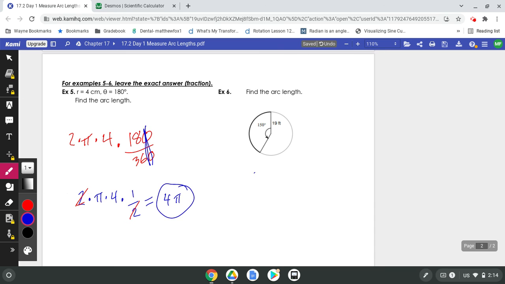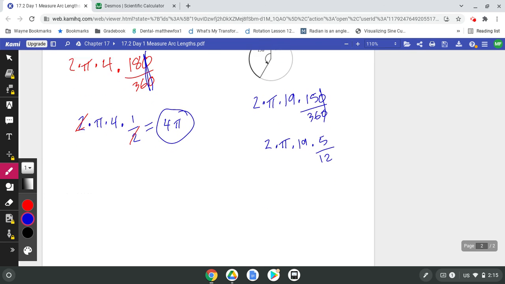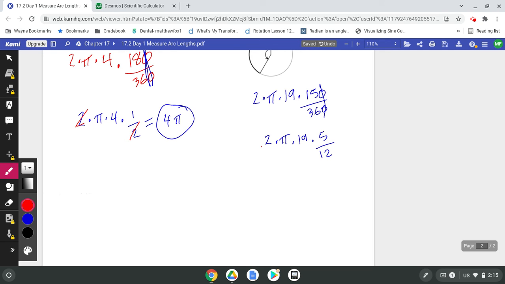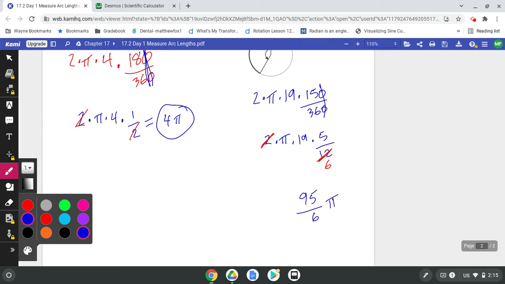The next one's similar, maybe a little harder. 2 times pi times a radius of 19 times 150 over 360. Once again, the zeros cancel. Now 15 over 36 will reduce down. 3 goes into 15 5 times, and 3 goes into 36 12 times. At this point, you can see 2 will go into 12 6 times. Let's multiply 5 times 19, which gives us 95. So 95 over 6 pi. That is our answer.